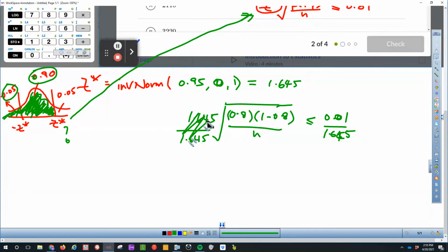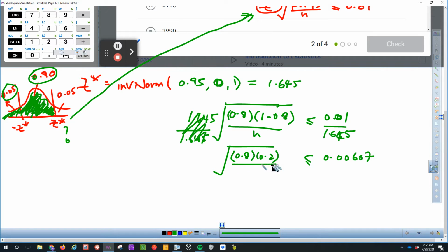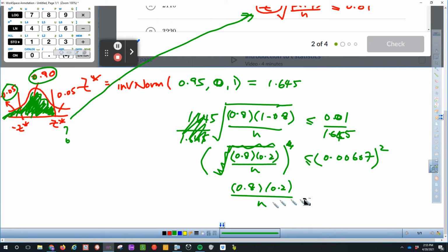So this one will cancel off. Here will become 0.00607, equals the square root of 0.8 times, now we know 1 minus 0.8 is 0.2, divided by n. So now what? Because there's a square root sign, we need to square both sides to get rid of it. When you square both sides, the square root goes away, so you're left with 0.8 times 0.2 divided by n.